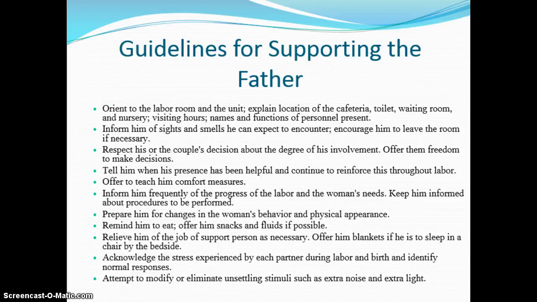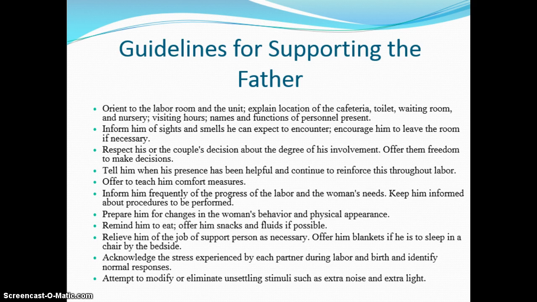For our fathers, we want to orient them to the labor room and explain the equipment, let them know where the cafeteria, waiting rooms, and toilets are, those types of things. Respect his decisions as far as what he wants to do to help mom. Does he want to help cut the umbilical cord? Does he want to be the one rubbing her back and supporting her?